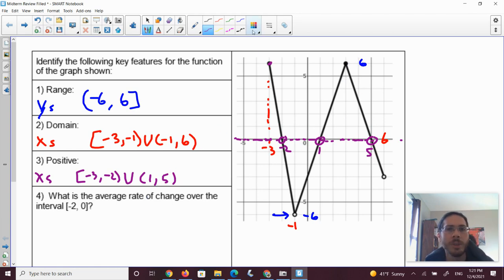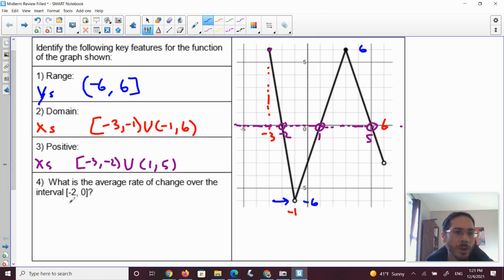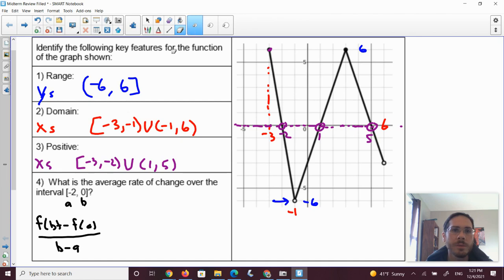Then the last part, we have to do the average rate of change. So to do the average rate of change, we have to use the average rate of change formula. This is going to be A and that's going to be B. So the average rate of change formula is f of B minus f of A over B minus A. I'm just going to switch that so it looks a little bit nicer. And we have to remember these are A and B. So this is not an XY coordinate. This is like X1 and X2. These are A and B.